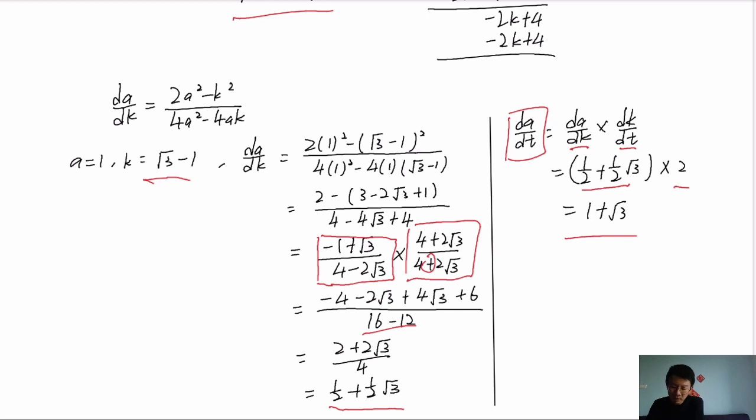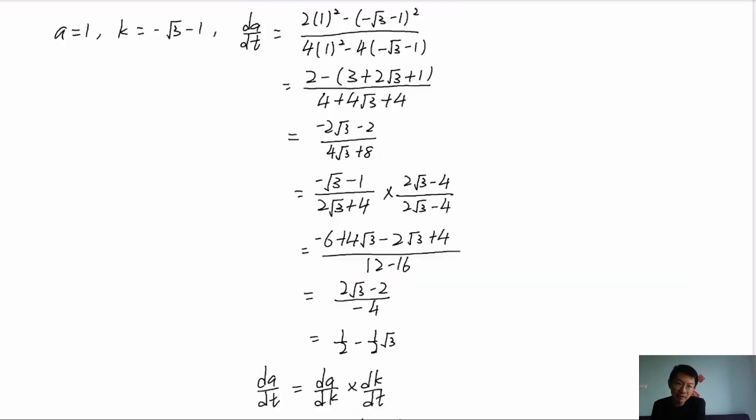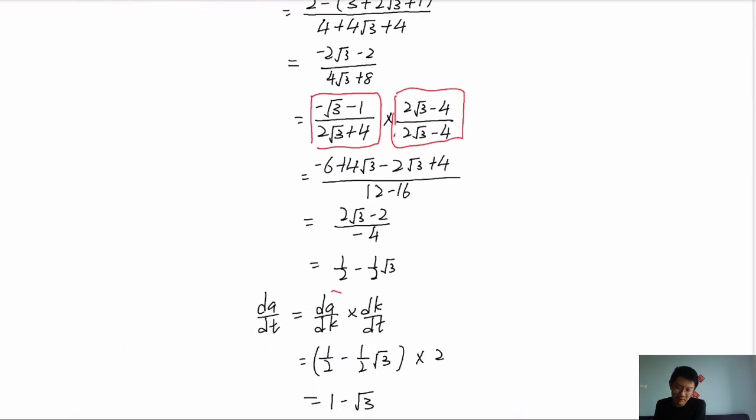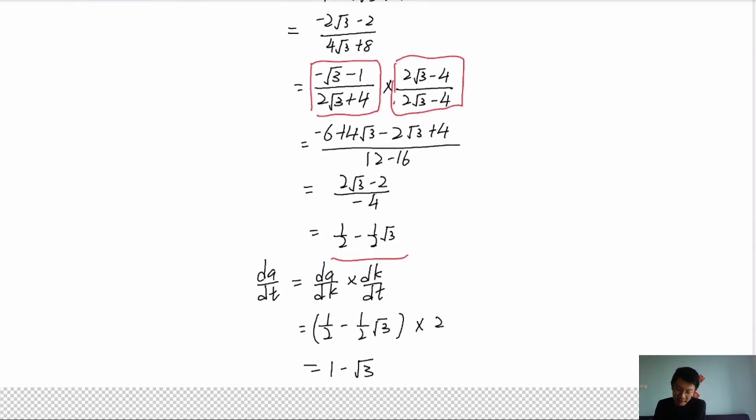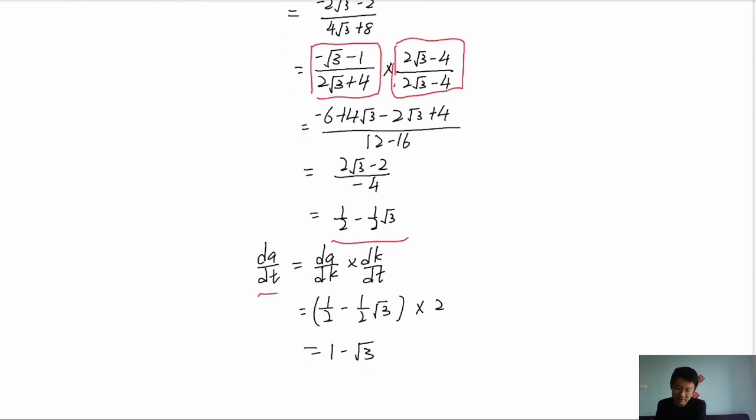Okay. After that, we basically do the same thing for another value of k, which is negative 3 minus 1. At the end, we should end up with something like this, where we still have square roots in our denominator. So we have to multiply with the conjugate to rationalize it. We will end up with the dA/dk as this value. To find the value for dA/dt, we just use the chain rule again, and this is the value that we get. For this one, you can do it slowly on your own. The idea is similar.